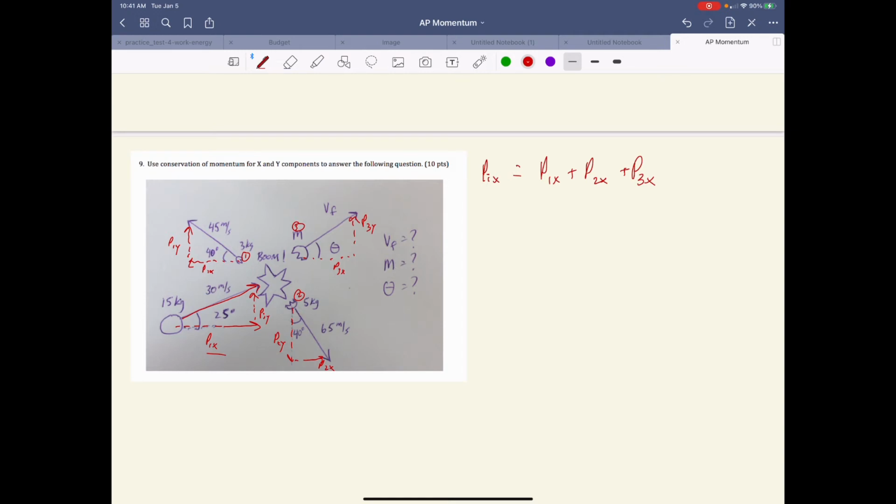So now we just have to figure out what these values are. The initial momentum in the x direction is going to be m, so it's going to be 15, this is the mass, times 30 times cosine of 25 degrees. That's the x, that's what I just did right there.